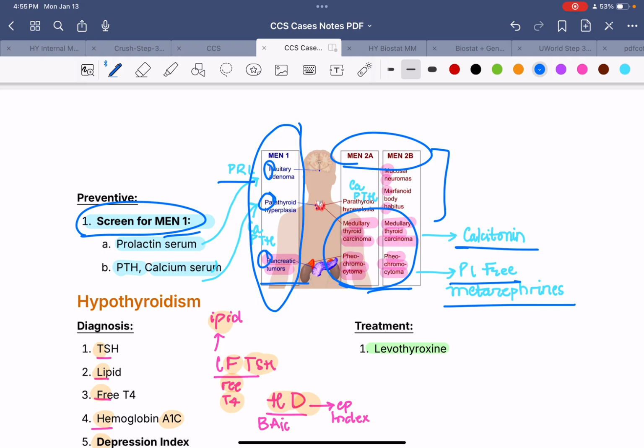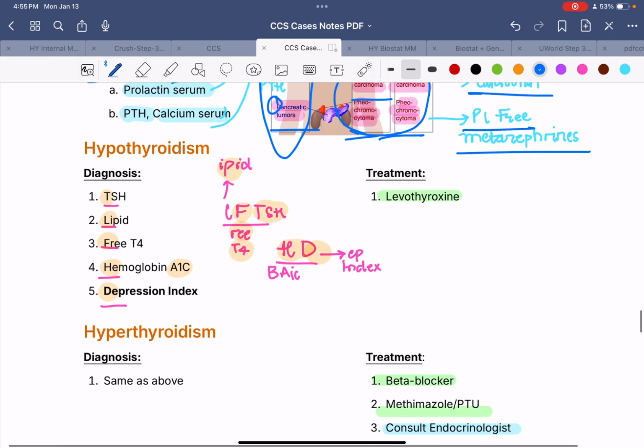And on the other hand, as I was saying, if the patient has hyperparathyroidism with increased parathyroid hormone levels causing increased calcium levels, then again screen him for medullary carcinoma of the thyroid with calcitonin and pheochromocytoma with plasma-free metanephrines, and vice versa. If the patient has pheochromocytoma, then screen him for medullary carcinoma with calcitonin as well as parathyroid hyperplasia with parathyroid hormone and calcium levels.